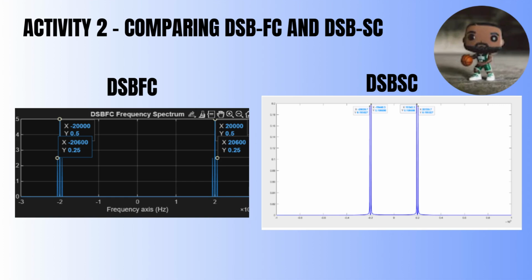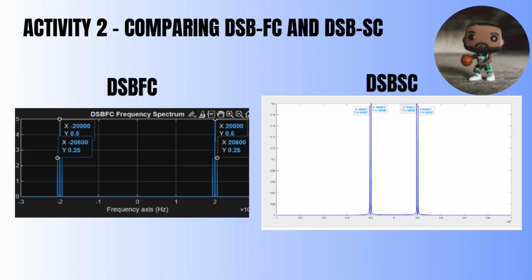So this activity will take you to compare between DSB-FC and DSB-SC. Both are ways to modulate the signal. For DSB-FC, the carrier is transmitted together with the message, so you can clearly see that there are three lines on the left-hand side of the picture. While this makes the signal easy to demodulate, which is why it is commonly used in basic AM radio.